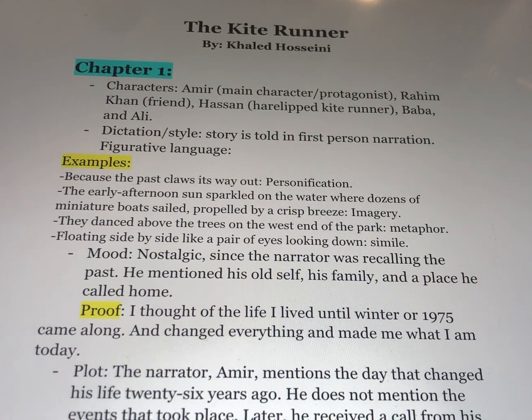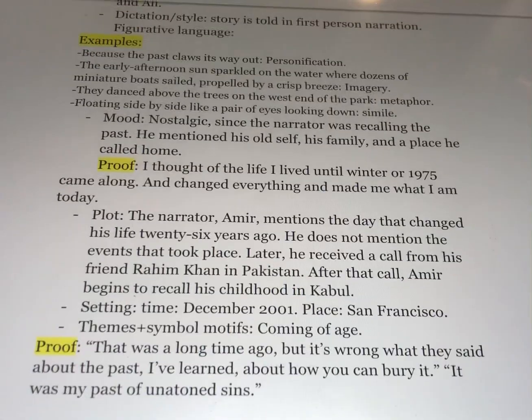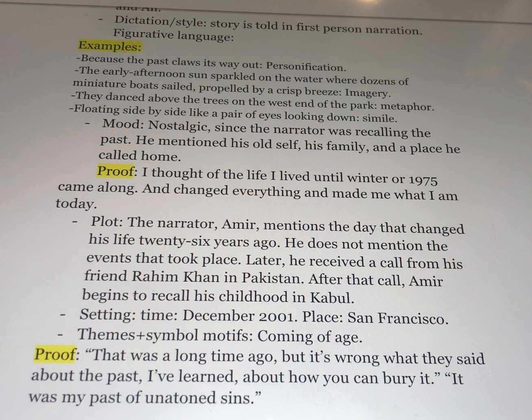Even from the first chapter, which is very short, you can grasp a lot of information. And I'll just go down a bit now. "I thought of the life I lived until the winter of 1975 came along and changed everything and made me what I am today." So basically, he's looking back and talking about everything that has shaped him, everything that has made him, and he was looking back in a very nostalgic way.